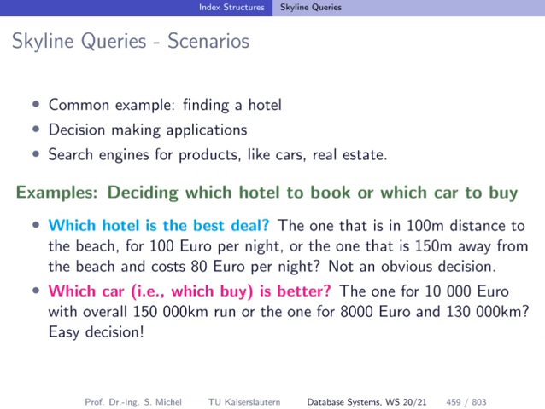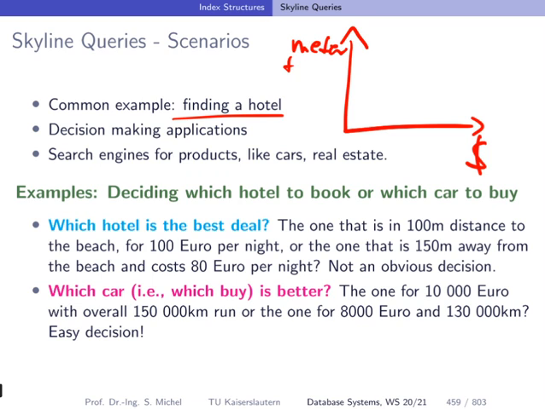The typical scenario that is often mentioned in papers around skyline queries is the following. You want to find a hotel, which is not really expensive, and it's also quite close to the beach. Let's say we have here meters to beach.